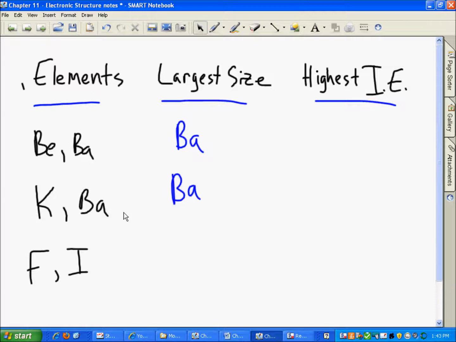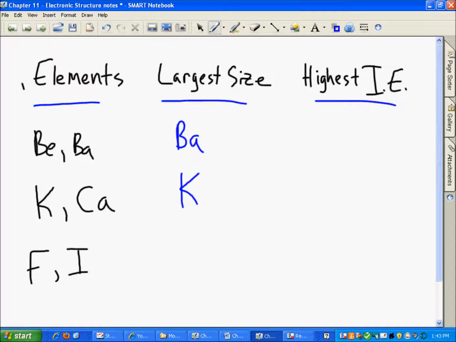In fact, I think I meant to do this one. I probably meant to do potassium and calcium. So if you do potassium and calcium, which one do you think is bigger? Actually, it gets smaller as you go to the right. Oh, okay. So it's bigger as you go to the left. So it's potassium. Potassium is the bigger one.